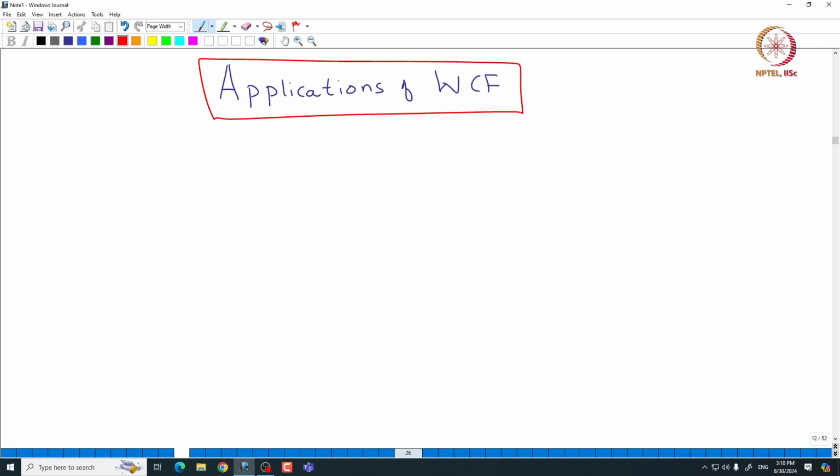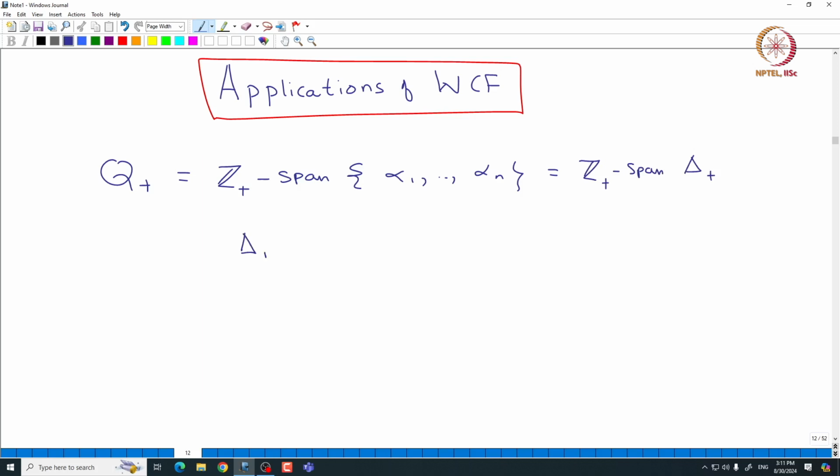So, let's fix some notations. Recall what is this cone Q plus. This Q plus is nothing but Z plus span of all simple roots alpha 1 etc. alpha n. This is also the same as Z plus span of the positive roots Delta plus. So, let us fix this notation: Delta plus is equal to beta 1 etc. beta n, where n is the number of positive roots.